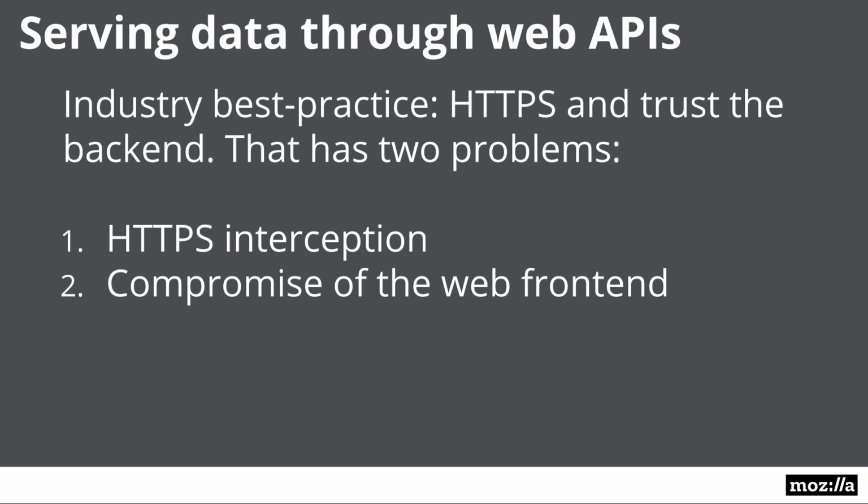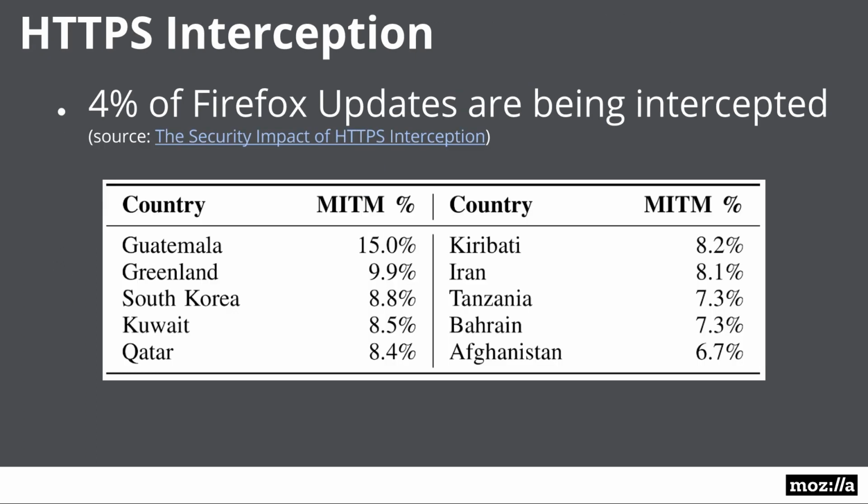The first one is HTTPS interception, which is, as I'll discuss, a real issue for us that we want to cover. The second one is the compromise of a web front end, of that web application that sits at the edge. This is a very big issue for us because if it is compromised, it can be used to push fraudulent data to all of our users. So I'm going to cover both of these.